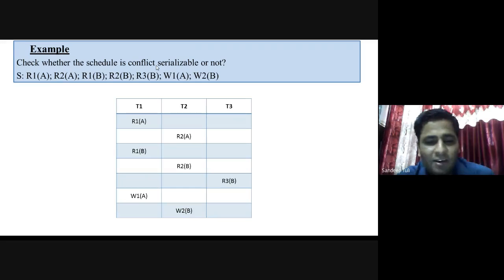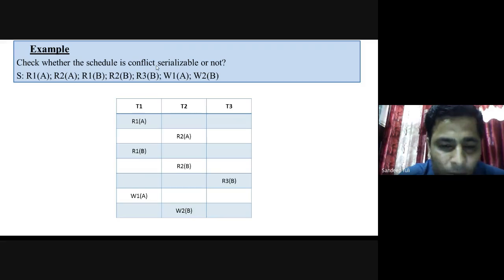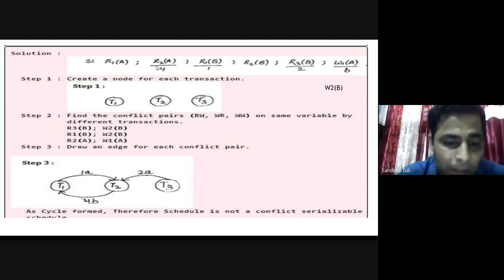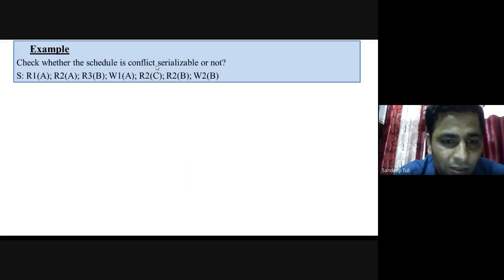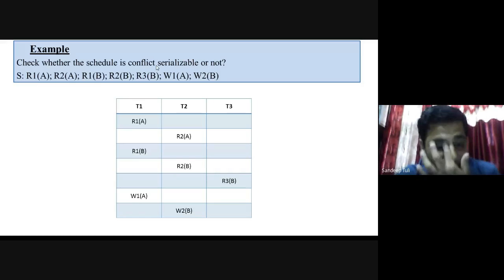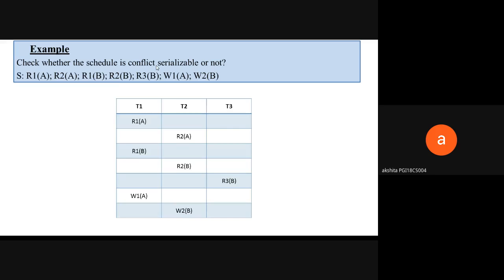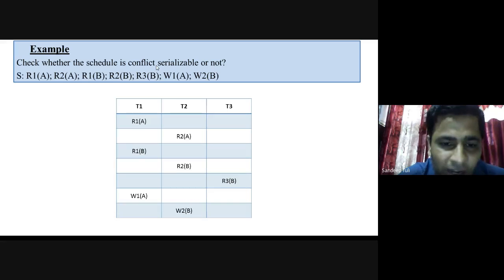Now in step 2, I need to find out the conflicting pairs of operations. Conflicting pairs can be identified from the table. So now you have to search and scan this whole table yourself to identify which are the conflicting operations. I am asking about the conflicting pairs, not right now about the non-conflicting pairs. So find out the conflicting pairs. Are R1A and R2A conflicting?